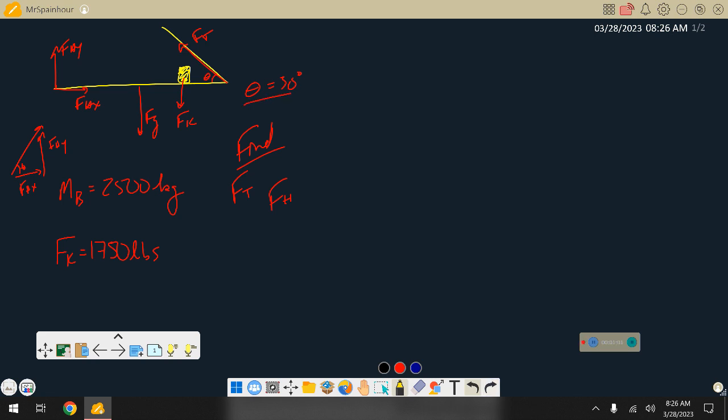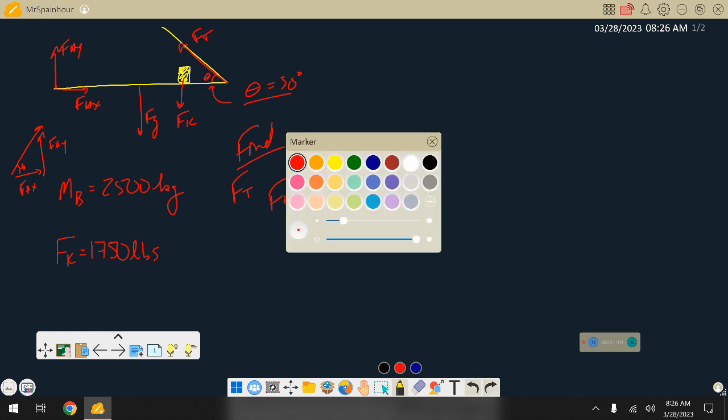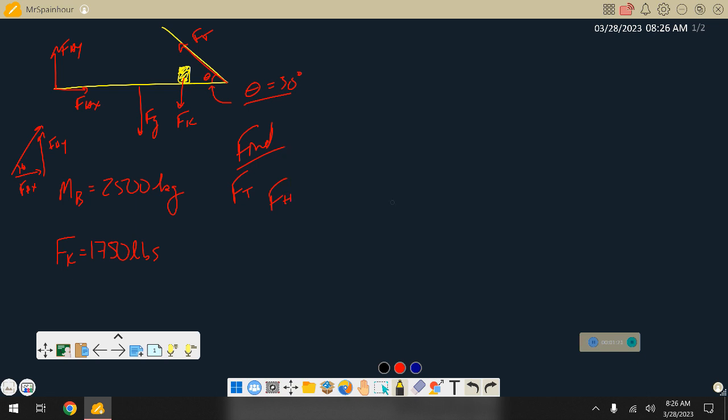We have that this angle right here is 30 degrees. We have that the mass of the bridge is 2,500 kilograms, and that the weight of the knight is 1,750 pounds. So, of course, we have to do those numbers differently. Might as well knock those out ahead of time. So let's go ahead and do that now.